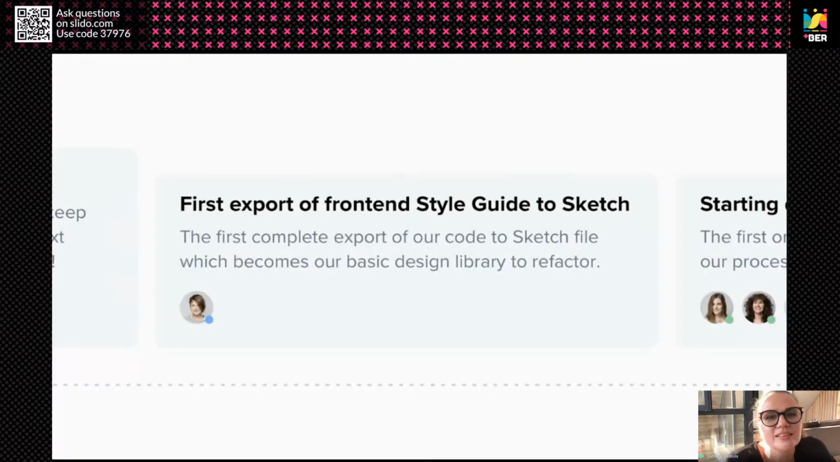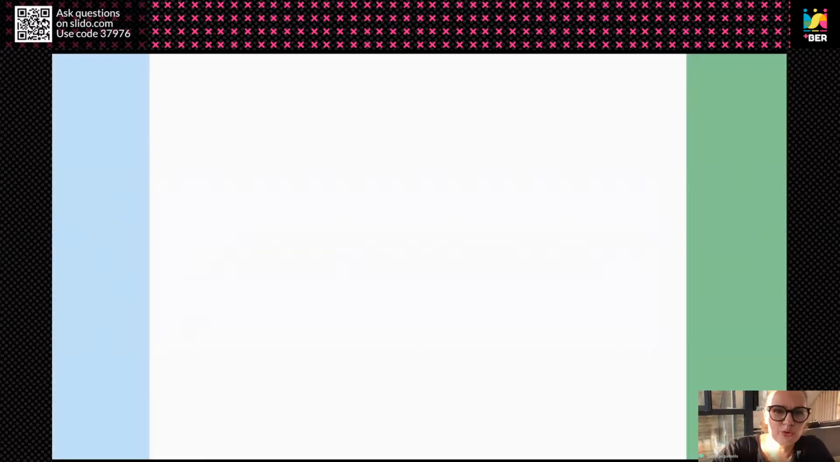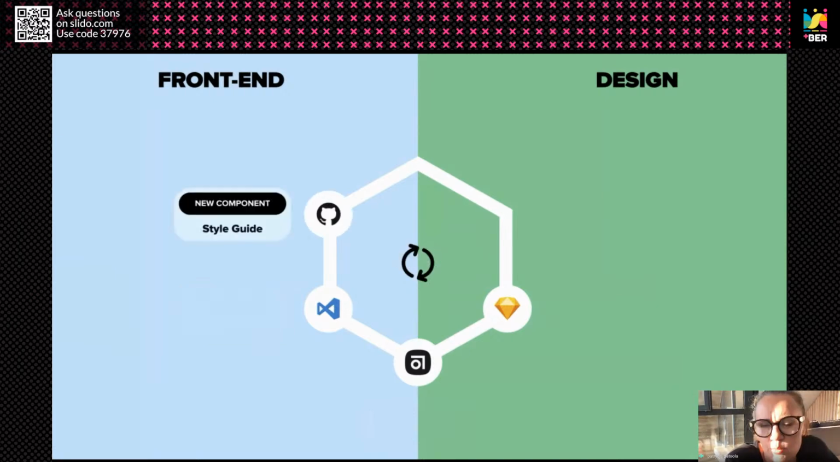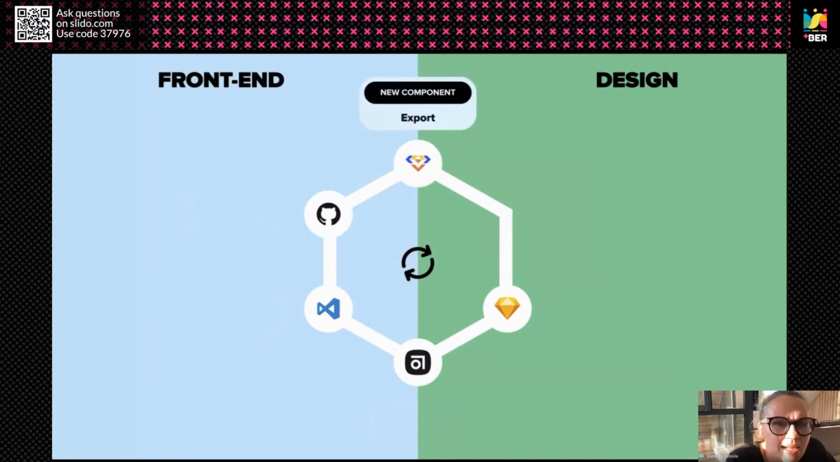In the meantime, our developer, Patrycja Rozmus, who left us to work at Contentful, some of you might know her, who was also a co-creator of HTML SketchUp, finished working on the first complete export of our style guide. It became our basic design shared library used by all designers, and we could start refactoring elements of the system. This is a good moment to tell you a few words about our process. We created a circular process to keep those shared libraries up to date in the future. And this is how we roll.